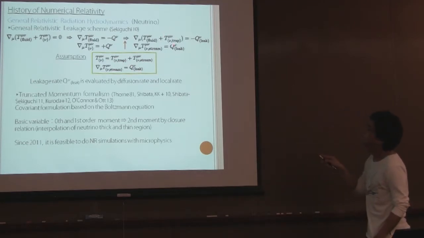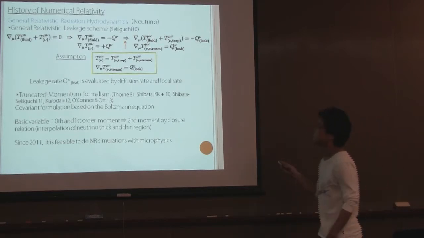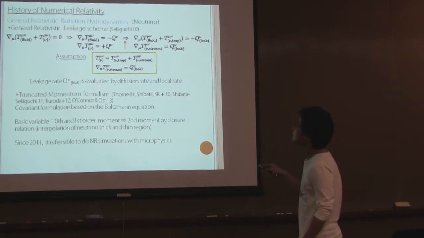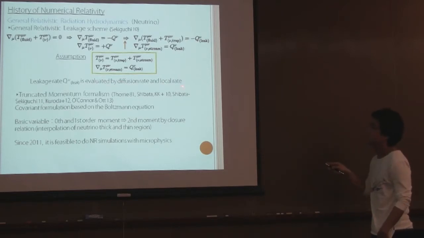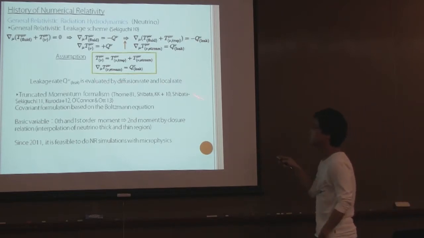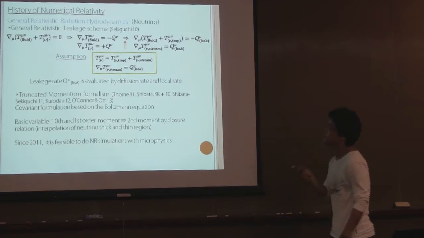The trapped part is combined with the fluid source term, and what you have to do is to solve these two equations. The leakage term is evaluated by the diffusion rate and the local reaction rate, which are weighted by the optical depth.